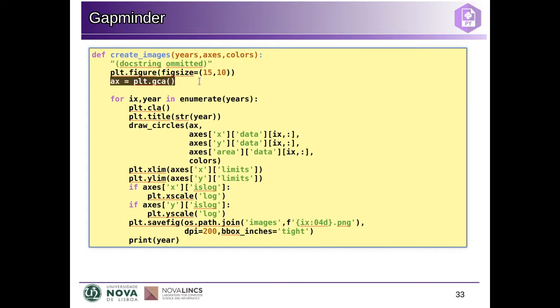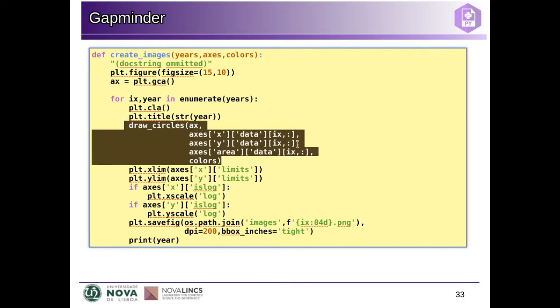Now we get the axis, so we can send it to the circles function. And now for each year in this list, we get the year and the index of the year. We will clear our graph, so this clear axis call deletes everything that's already been drawn on our plot. We set the title to the year. Note that the title must be a string, so we convert the year to a string because the year is a number. And now we draw the circles for that year.